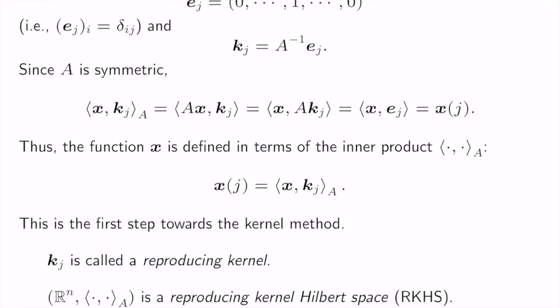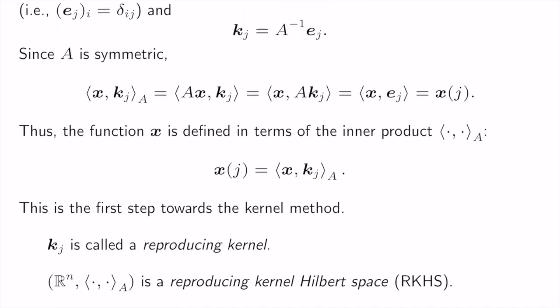And by the way, this k_j is called a reproducing kernel, and the vector space equipped with the positive definite inner product, where a reproducing kernel always exists, is called a reproducing kernel Hilbert space, RKHS, which we will be studying in future videos. Okay, that's all for this video.